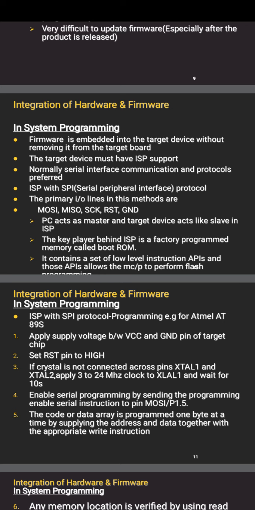So normally if we are using SPI, serial peripheral interface protocol, for in-system programming, SPI means serial peripheral interface protocol. When using SPI protocol, one device needs to be the master and the other device needs to be the slave. Normally, as you know, the computer is the master and the target device is the slave.